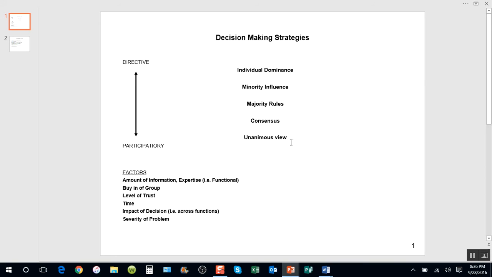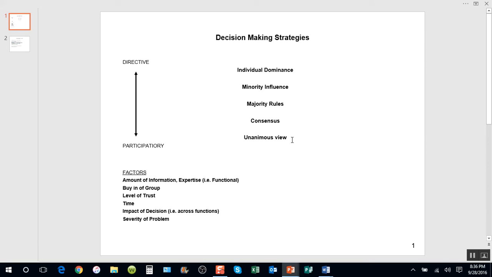Unanimous view would be when everybody has to agree. Consensus view would be when you talk it through and directionally get buy-in from the group. And majority rules is a simple vote. So those are your options from top to bottom. And how decisions are made can be based on the situation around you.